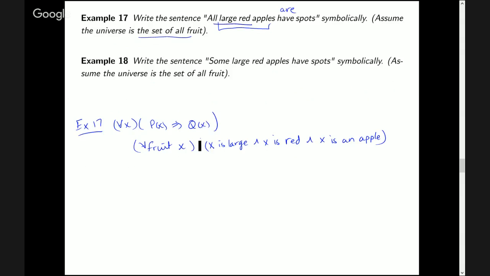And we use a square bracket instead here. That implies X is spotted. That's the answer: X is large and X is red and X is an apple implies X is spotted. So you break up any modifiers by the "and" statement, and you group them together before your implies.